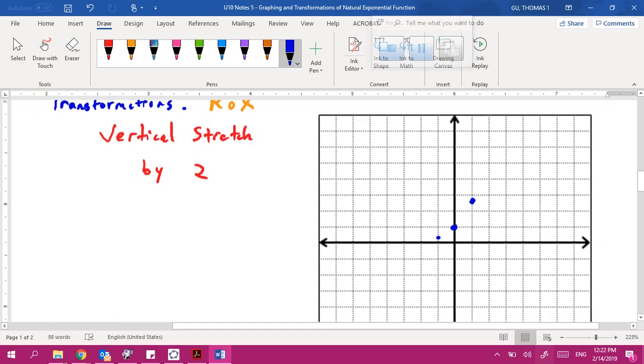So these are my original points. My first transformation is reflect over x, right? But what does reflect mean? If you're reflecting over the x, you're like doing it upside down. You're making a mirror image across the x. So if I look at those points and I'm mirroring it across the x, watch this.